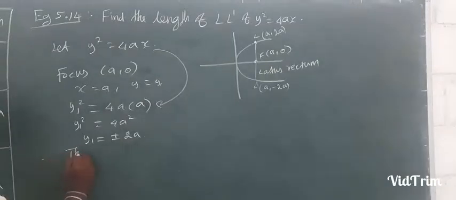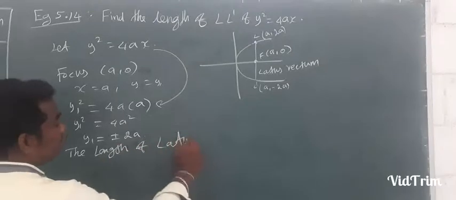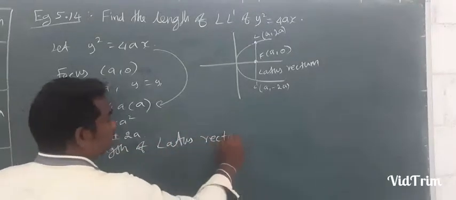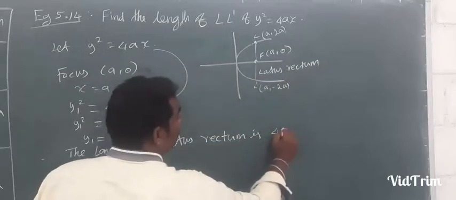Therefore, the length of the latus rectum is 2a plus 2a, 4a units.